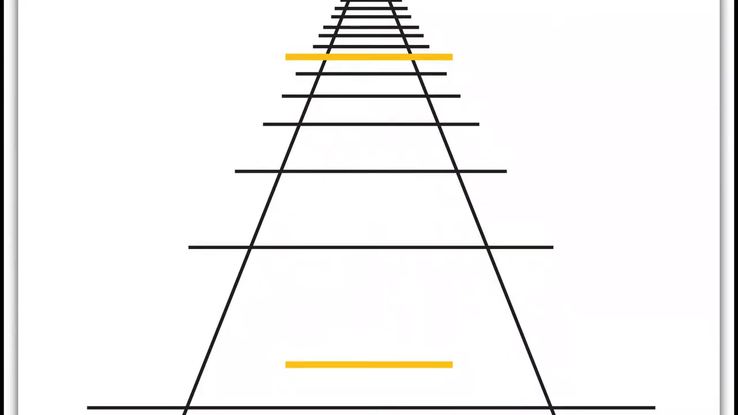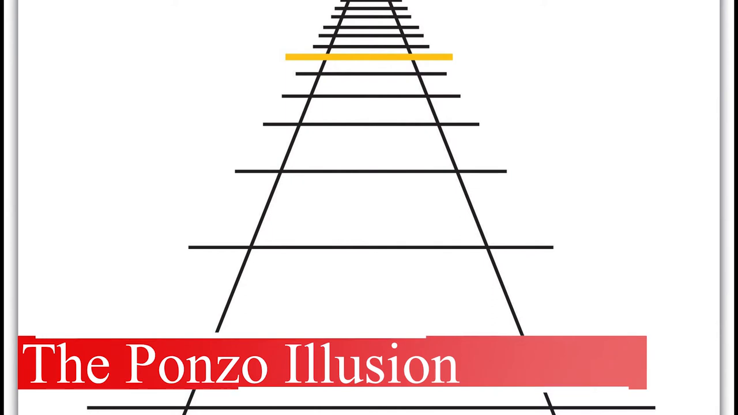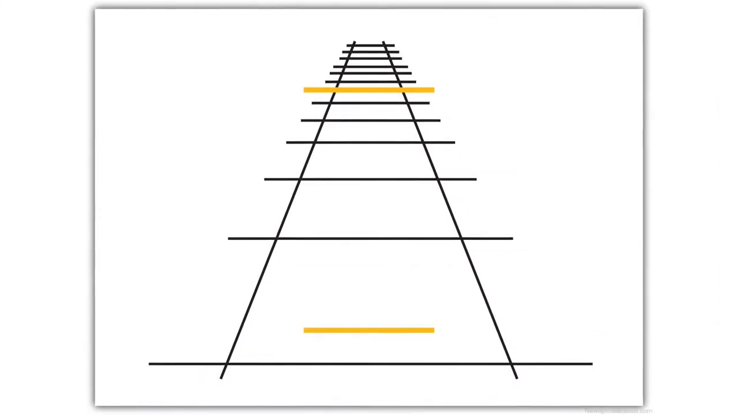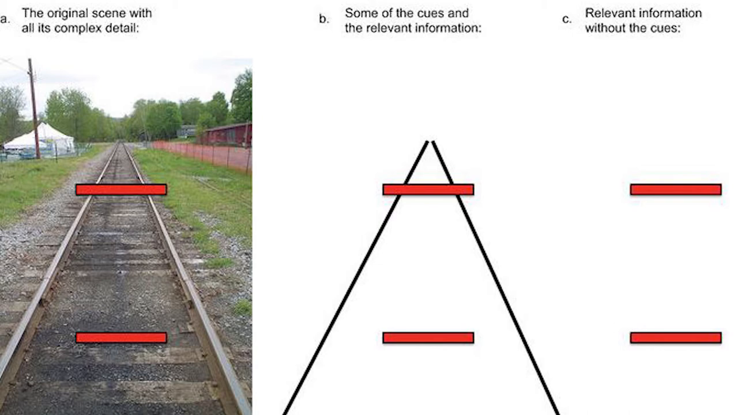Number 10. The Ponzo illusion. The Ponzo illusion was discovered by Mario Ponzo, an Italian psychologist. In this popular optical illusion, two lines that are the same length appear to be different lengths. The line that is closer appears to be shorter than the line that is further away.